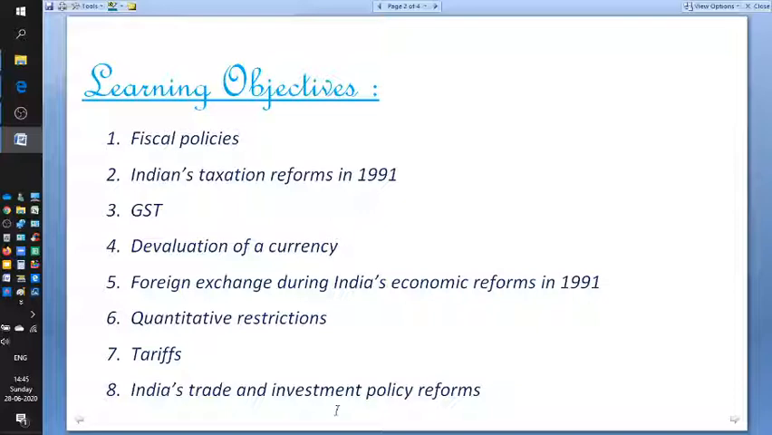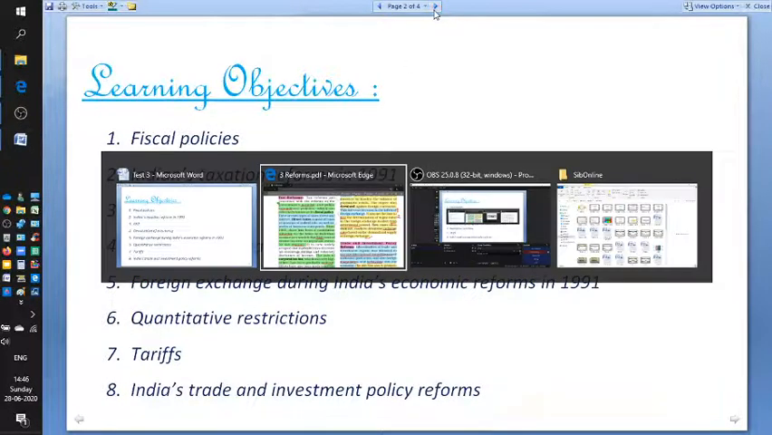So you will learn about fiscal policies, the taxation reforms of 1991, and GST, a very important initiative taken up by the government of India. We'll learn about the devaluation of a rupee or any currency. We'll learn about foreign exchange reforms, and there you will come to learn about these concepts of QRs we have learned earlier, and tariffs. And lastly, we'll talk about the need to reform trade and investment. Okay, so we'll start with taxation reform.